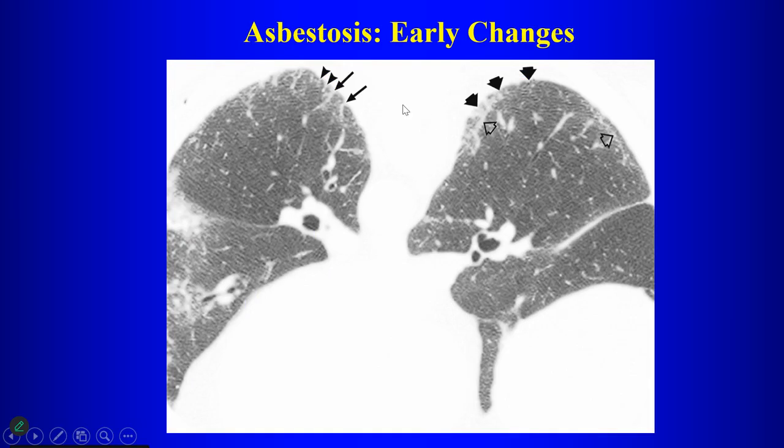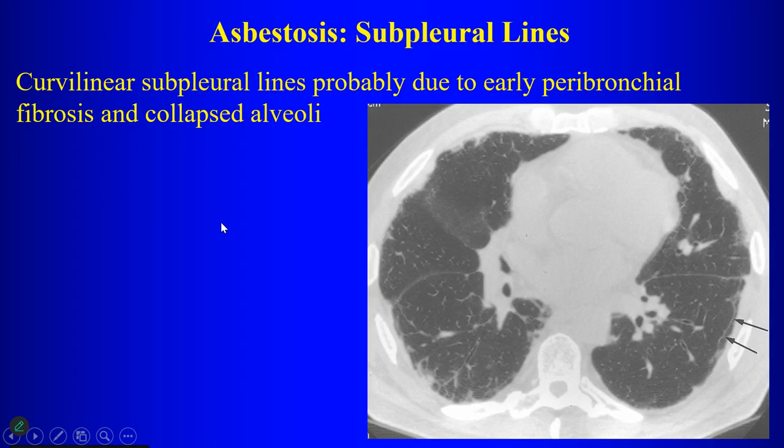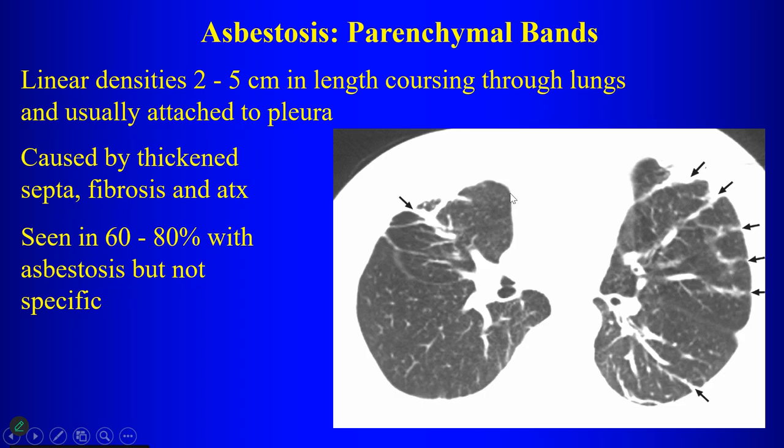More examples here of early changes, scanning the patient prone. You see the distribution of disease. That is a feature of asbestosis, that subpleural posterior distribution of these abnormalities. When it progresses, you can get honeycombing and irregular peripheral reticular opacities. It looks like UIP when it progresses, with traction bronchiectasis also. Here we have some subpleural lines, right? You can see that with asbestosis also.